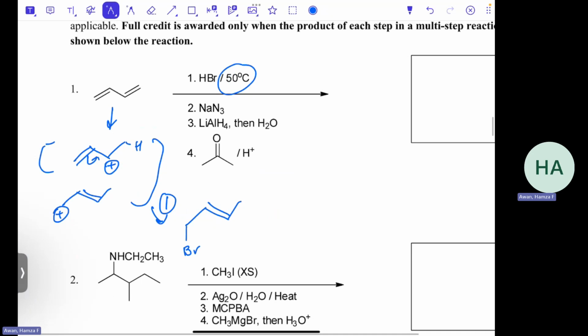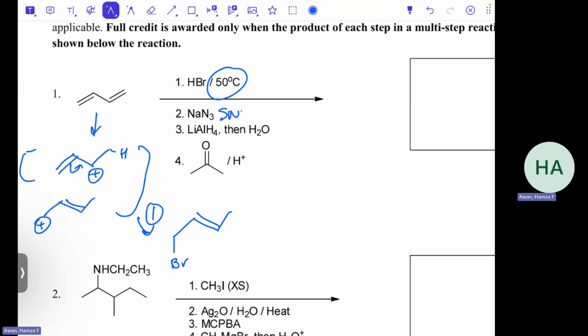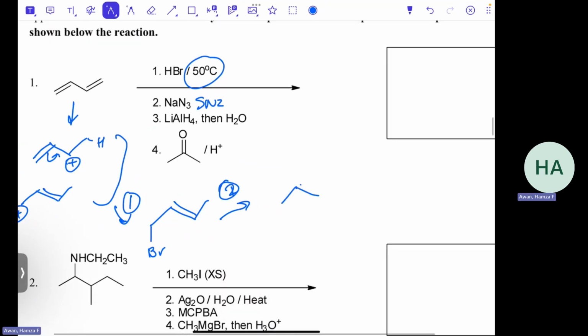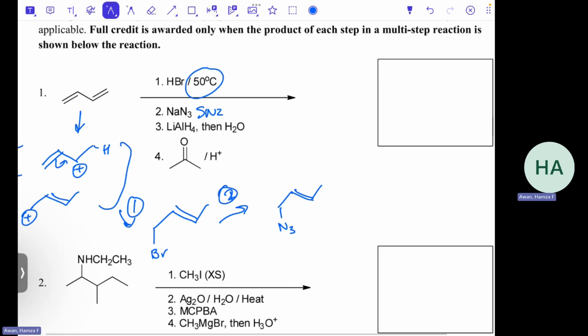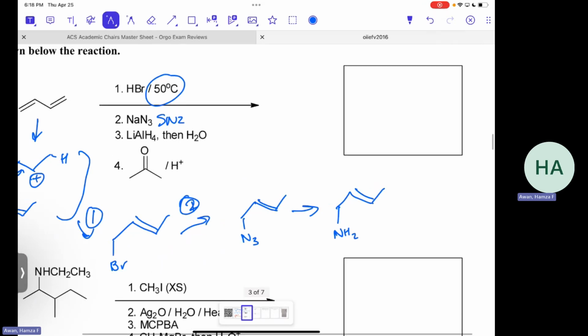So this one we have the bromine, and now we have NaN3. This is going to be similar to an SN2 reaction. So what it's going to add is an N3 instead of the Br. So we're going to substitute. So for step 2, we have our substituted Br. LiAlH4, H2O. This is a strong reducing agent, and that's going to actually change our N3 into an NH2. So it's going to become from N3 to an amine. So now we have our NH2, and now we have a primary amine.